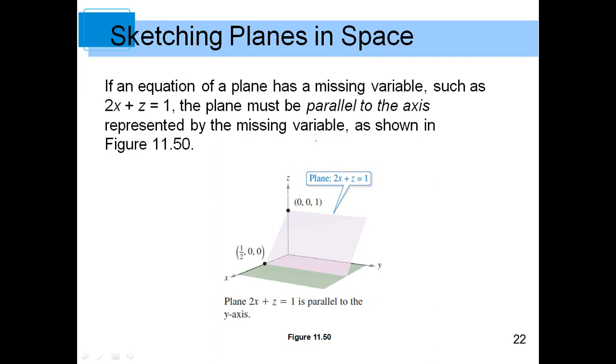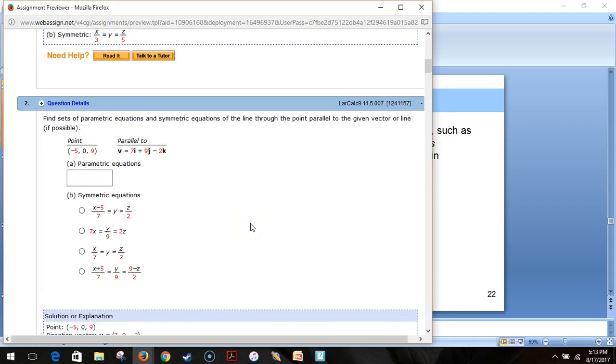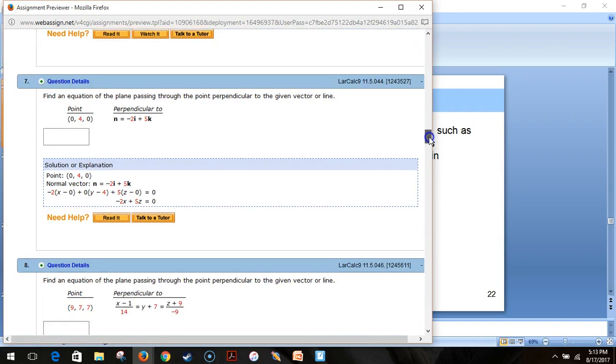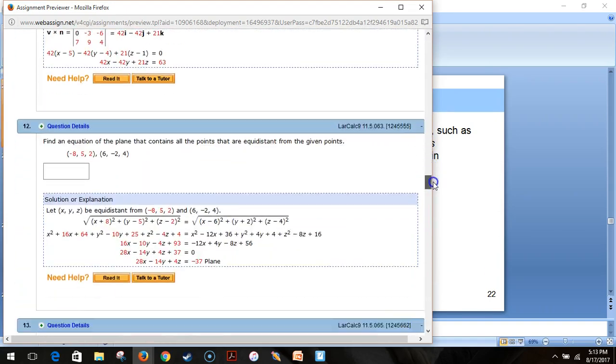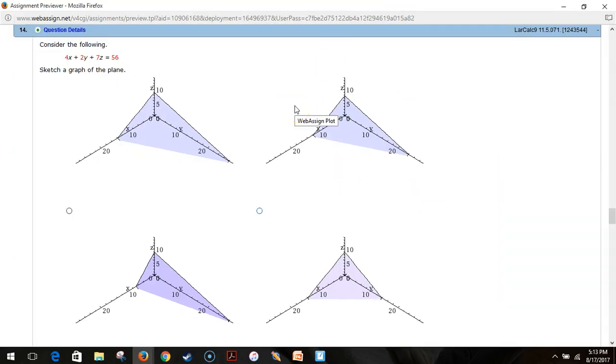Let's look at one in WebAssign. Go to WebAssign, and I'm going to scroll towards the end of the homework that is assigned for this class. And there it is. And I have sketched this plane. So you can sketch the individual planes for the XY, the YZ, and the XZ. But I kind of cheat a little bit.